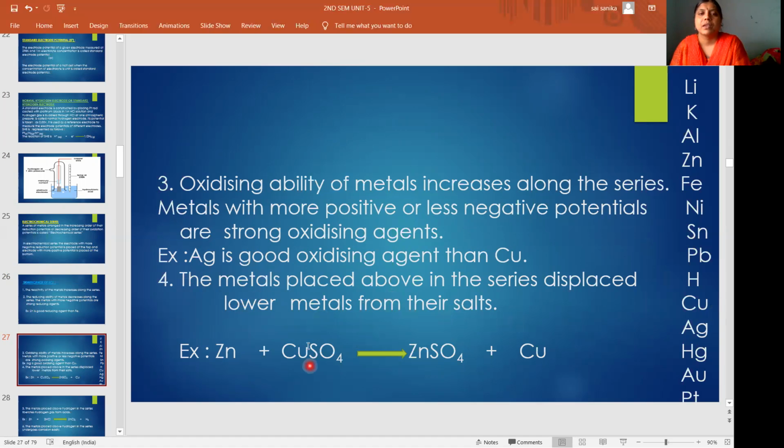For example, copper sulfate and zinc. Copper sulfate is below, zinc is above. So zinc will displace the copper, and zinc sulfate is formed.